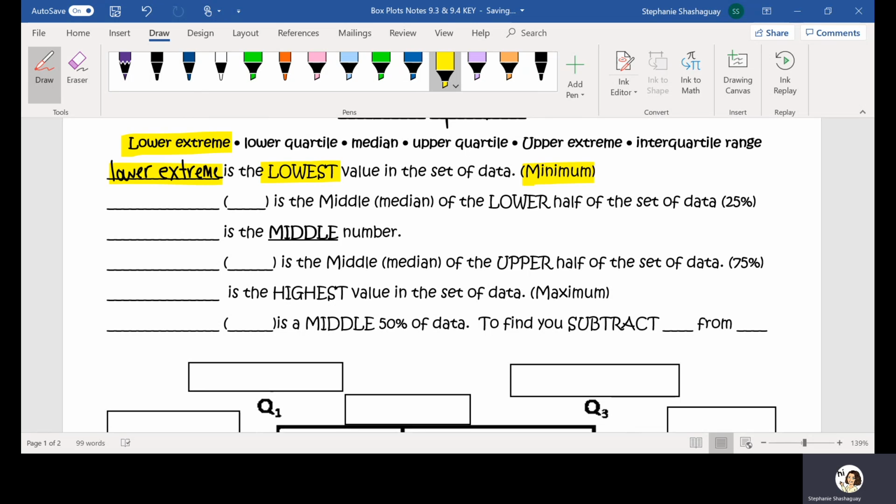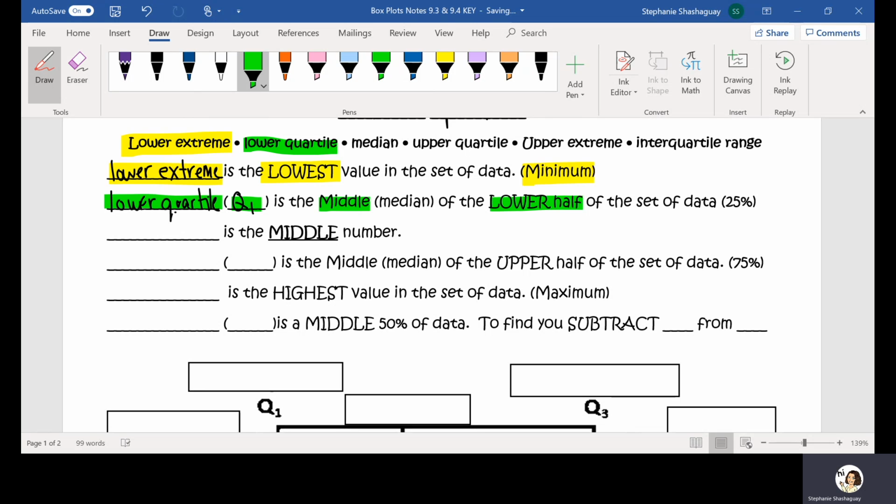Blank is the middle or median of the lower half of the set of data. So it's the 25th percentile of the data. So that is going to be our lower quartile, okay? Our lower quartile, also referred to as our Q1, okay? So our lower quartile, or Q1, is the middle of our lower half of the data. So it's the middle of our lower half of data.